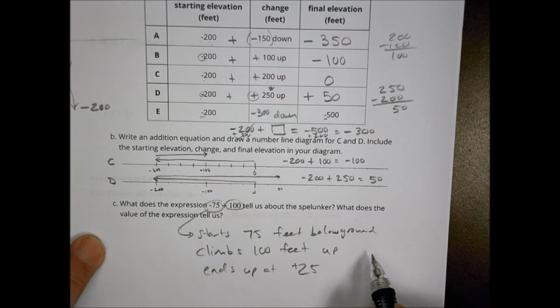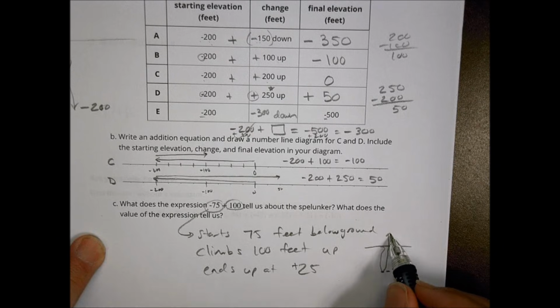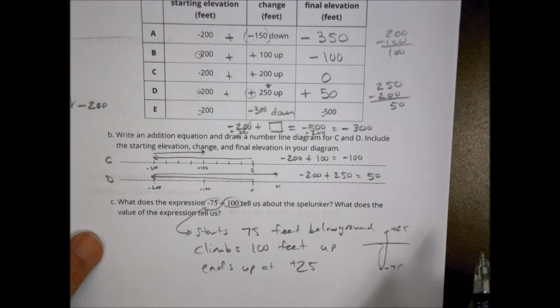Okay, so it's like here's the elevation. He starts here at negative 75, then he goes back up 100 to end up here at positive 25. And that's what we have going on there. That's it there. Let's look at the next page.